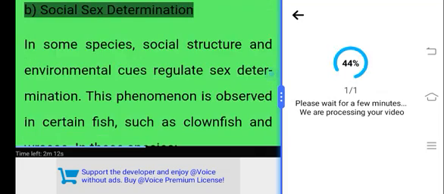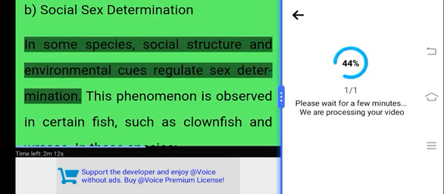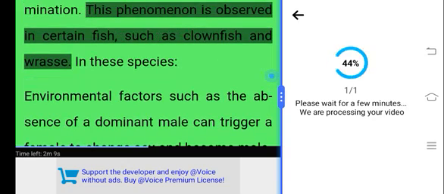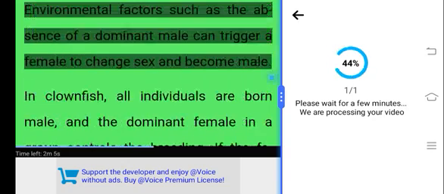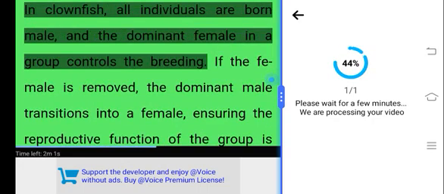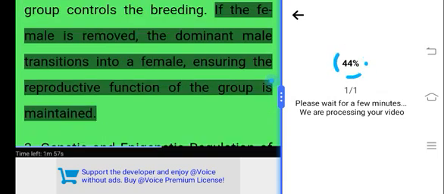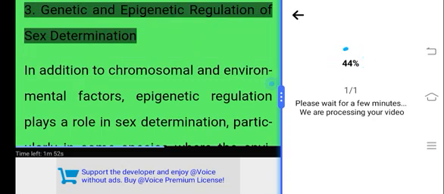B. Social sex determination. In some species, social structure and environmental cues regulate sex determination. This phenomenon is observed in certain fish, such as clownfish and wrasse. In these species, environmental factors such as the absence of a dominant male can trigger a female to change sex and become male. In clownfish, all individuals are born male, and the dominant female in a group controls the breeding. If the female is removed, the dominant male transitions into a female, ensuring the reproductive function of the group is maintained.